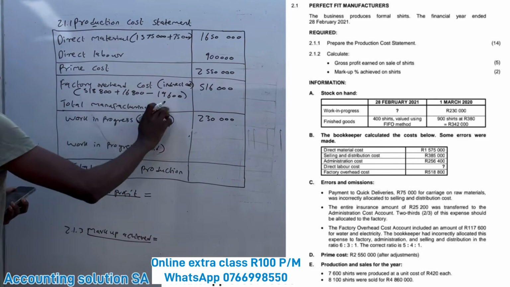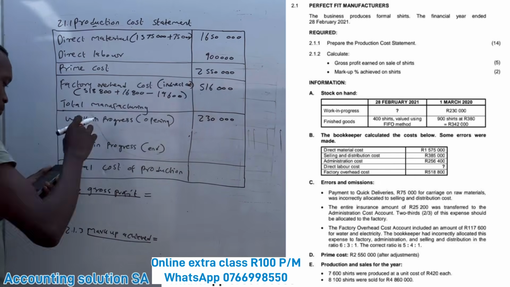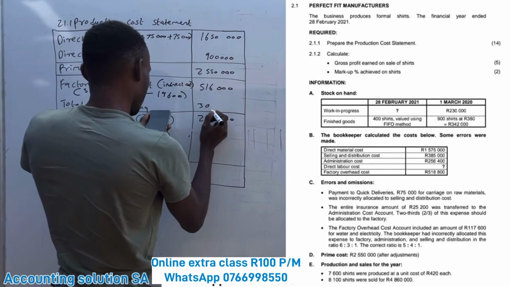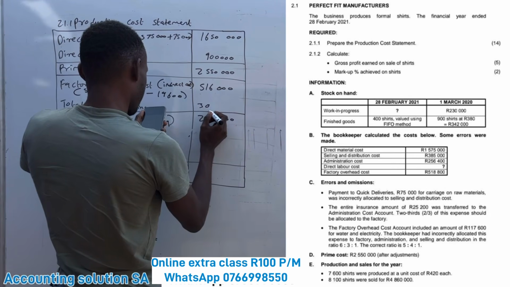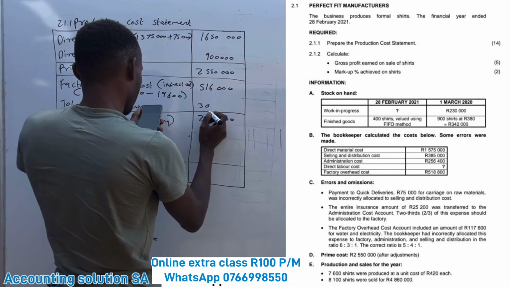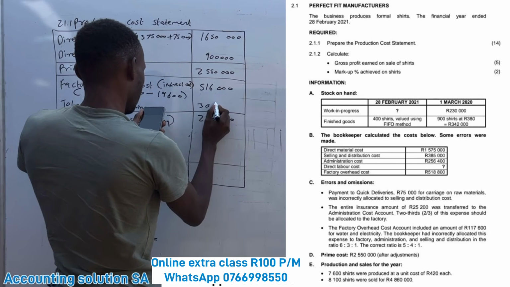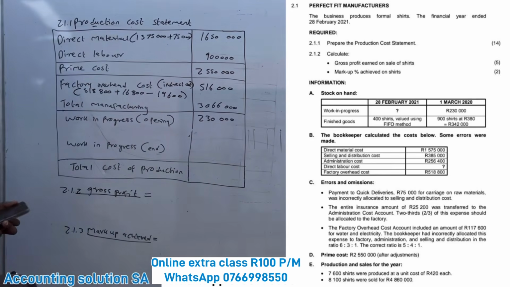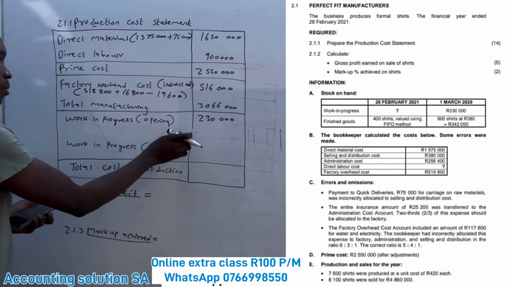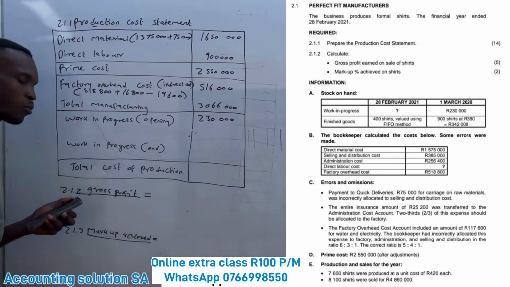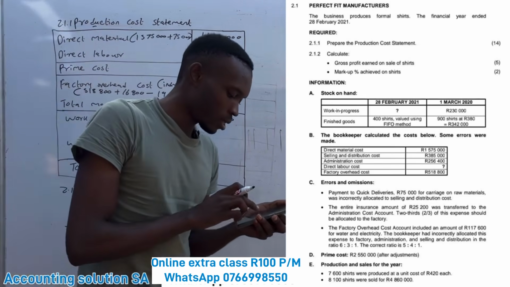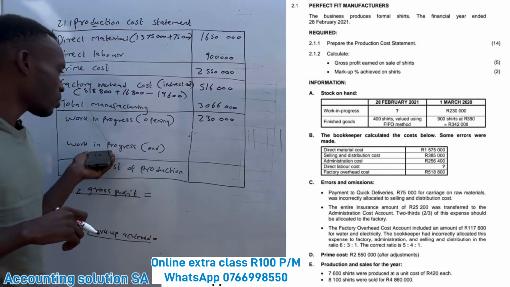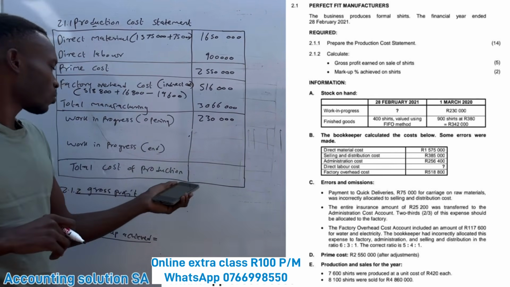Now we are going to total manufacturing. We just add these two, and you're gonna get an amount of 3,066,000, just like that. Okay, now we are left with this balance and this balance. We have to get one so that we can get the other one as a balancing figure. Okay, because they didn't give us work in progress at the end, we can find this one.